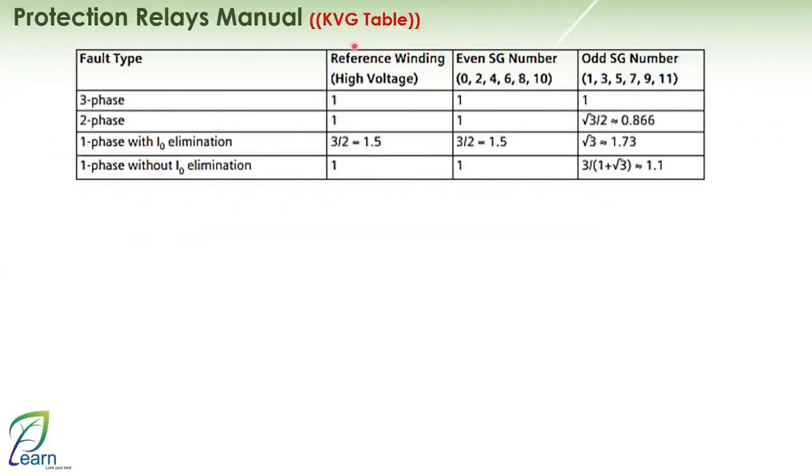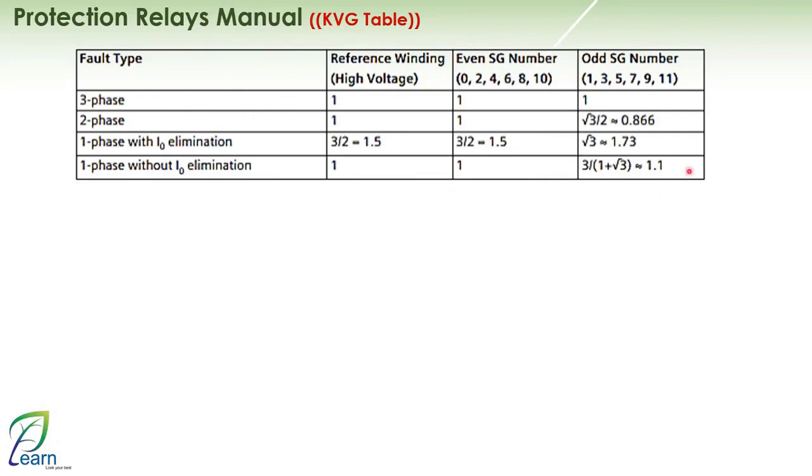Now we have something that is always mentioned in the manuals of protection relays, which is the KVG. The KVG, quite simply, is a constant or a factor for the vector group. And we always see this table present in any manual. So, what is this table about?